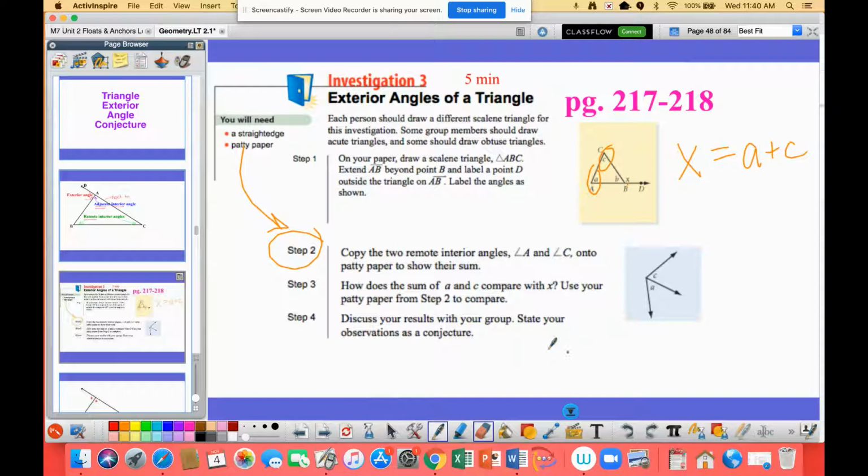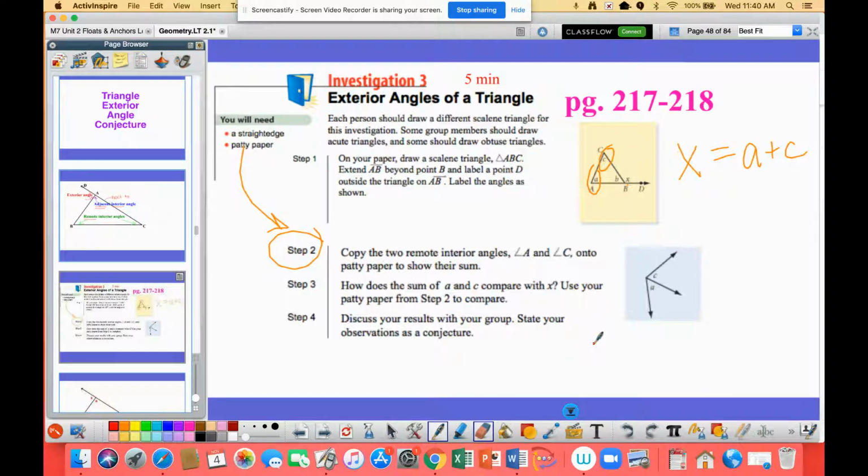For this investigation, you're going to need a straight edge and some patty paper. Follow the directions, and you will put this in with your notes too. So I want to see this investigation. You will draw a scalene triangle. Again, we're not in groups because we're in distance learning, so don't worry about the each person part.